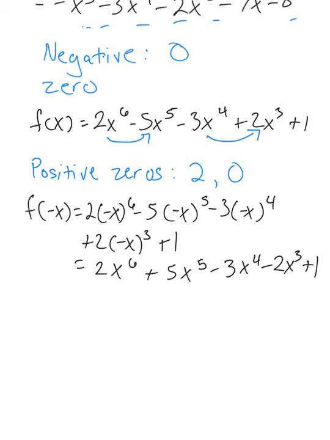So now let's check all the possible changes here. We have 1 change here, and we have 2 changes. So from our negatives, we have possibly 2 or 0 negative zeros. And that is how we would use Descartes' rule of signs.